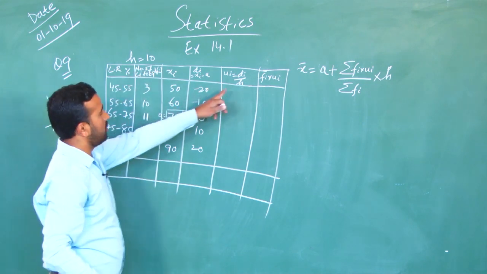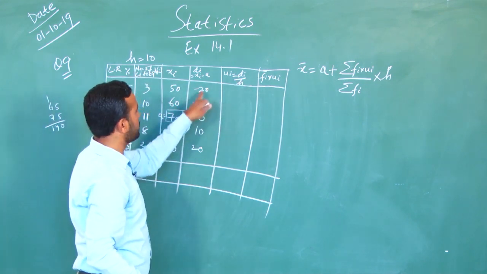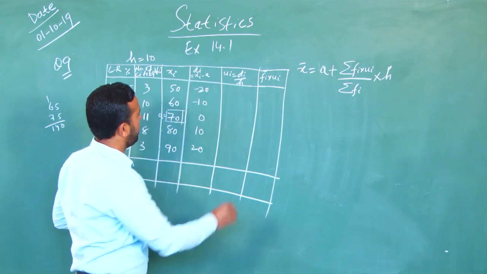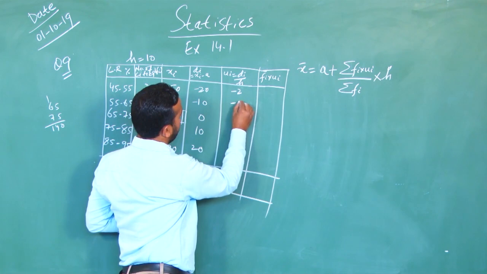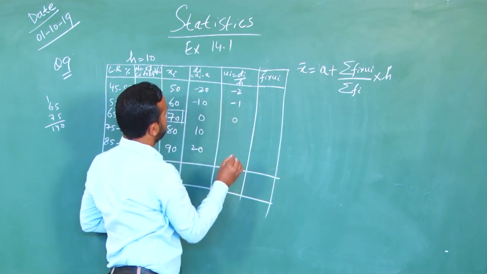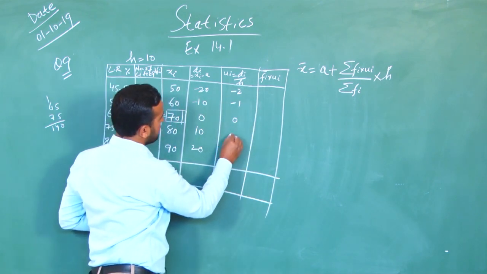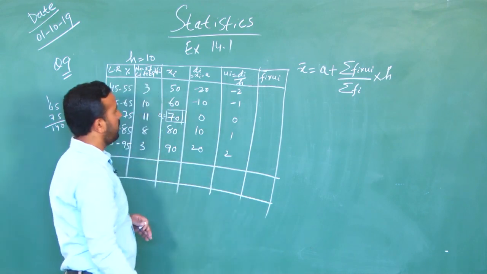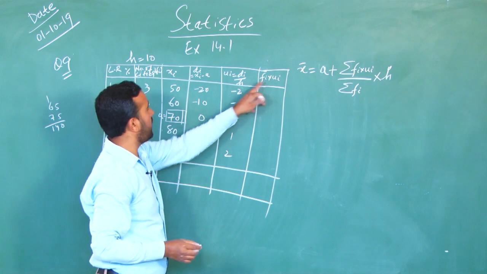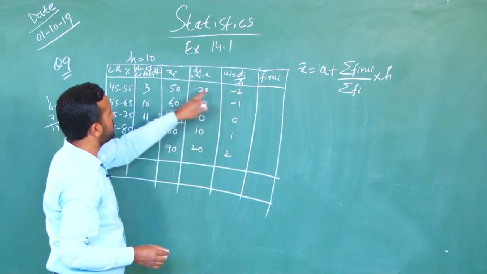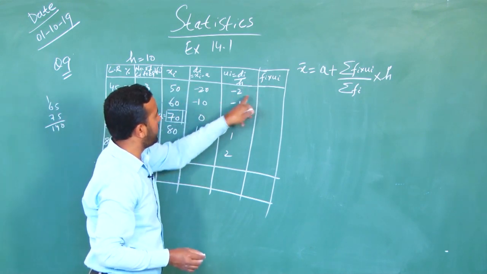So we have to divide all the given values here by 10. So 20 by 10 will be minus 2, then minus 1, then 0, then 1, and this will be 2. Now what next? We need to multiply fi values with ui, that is these values.